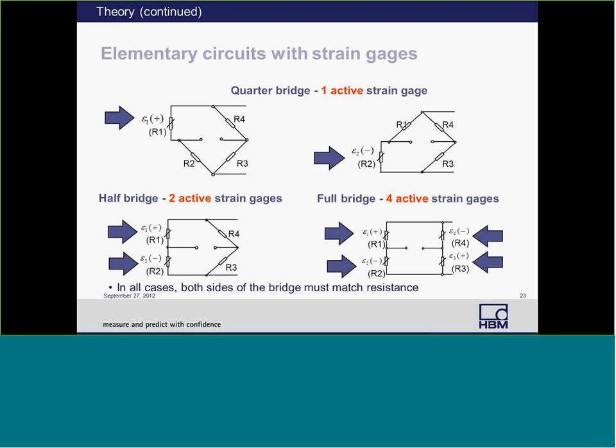The half bridge has 2 active strain gauges on the left side of the bridge. And on the full bridge, all 4 of the arms of the Wheatstone Bridge are active strain gauges. In all cases, both sides of the bridge, again, must match resistance.